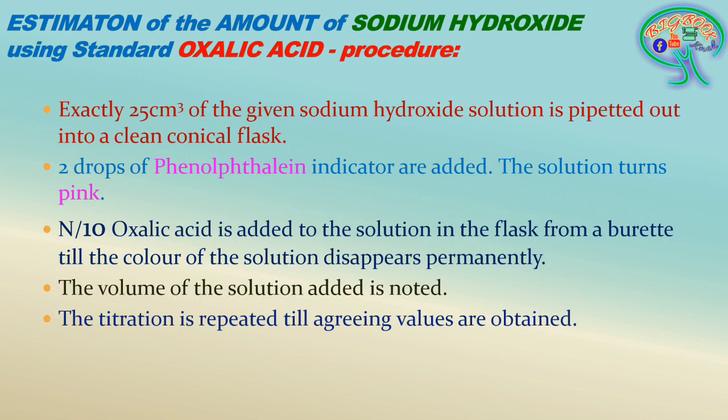So coming to the procedure, in this we are going to take exactly 25 cm³ of the given sodium hydroxide, that is, 25 ml of the given sodium hydroxide solution is pipetted out into a clean conical flask. Then we are going to add 2 drops of phenolphthalein indicator. Then the solution turns pink. So here the solution turns pink.